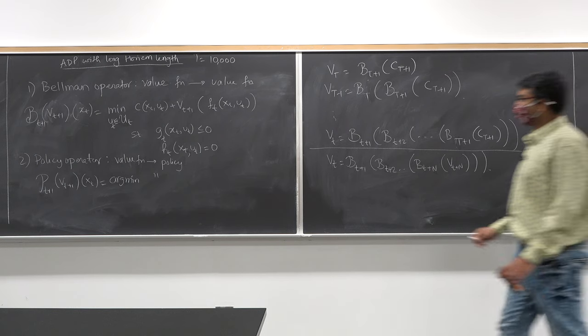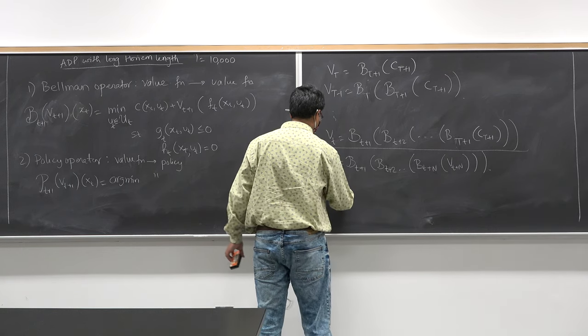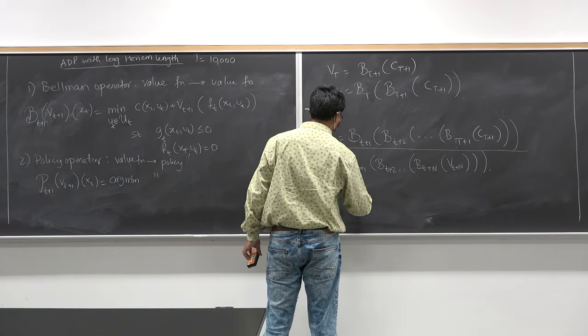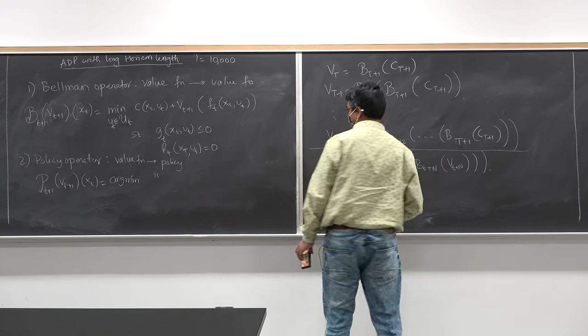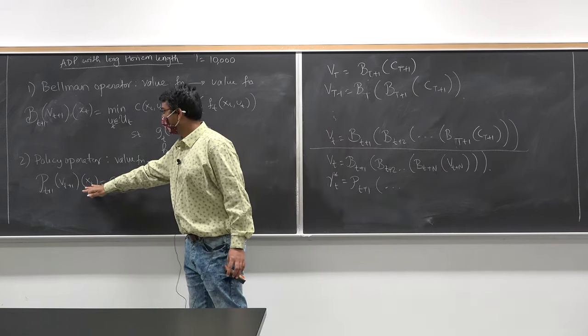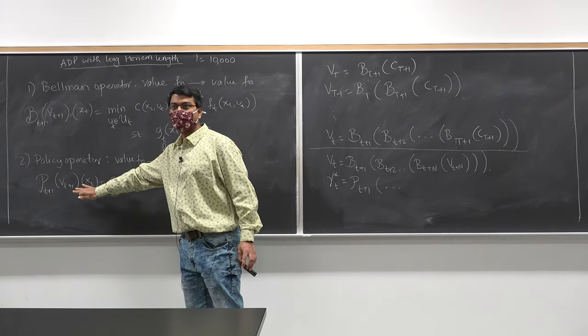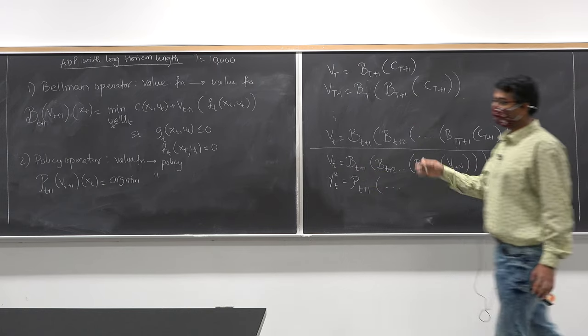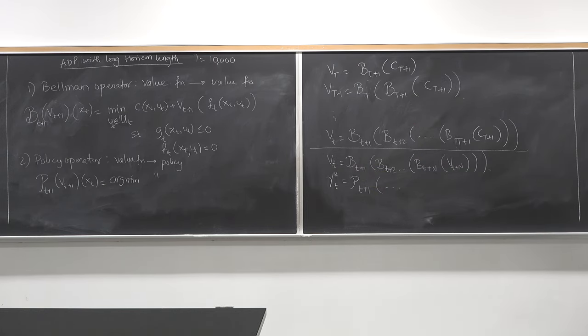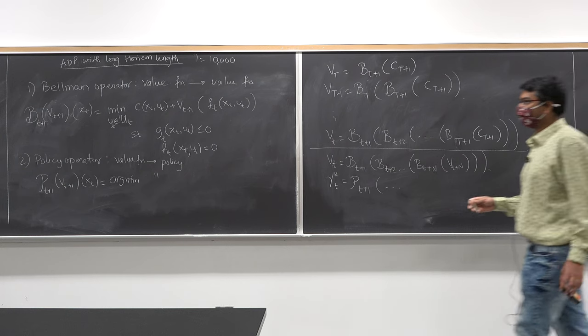What about the policy? Well, gamma star T is P of T plus 1, and so on. By the way, I have written a policy operator, but in books there is nothing known as a policy operator. There is only the Bellman operator. So I'm using the policy operator purely for this class. Don't go around searching the internet on policy operator, because nothing like that exists in mathematical literature.